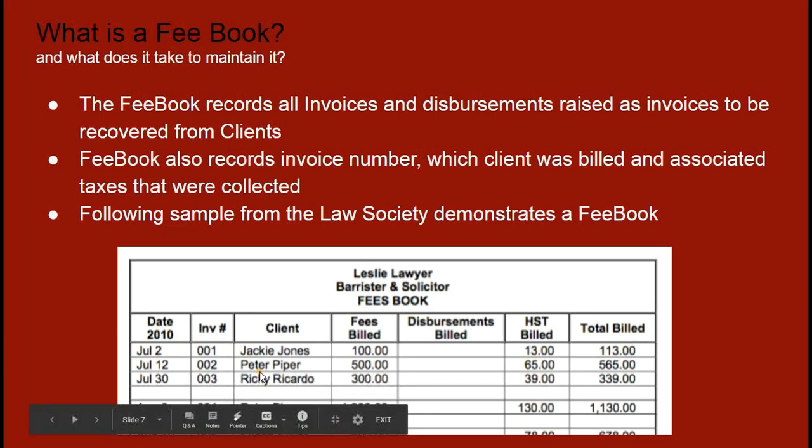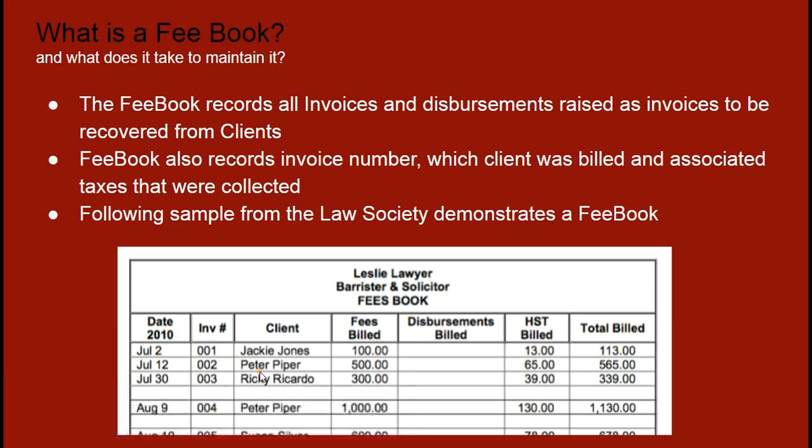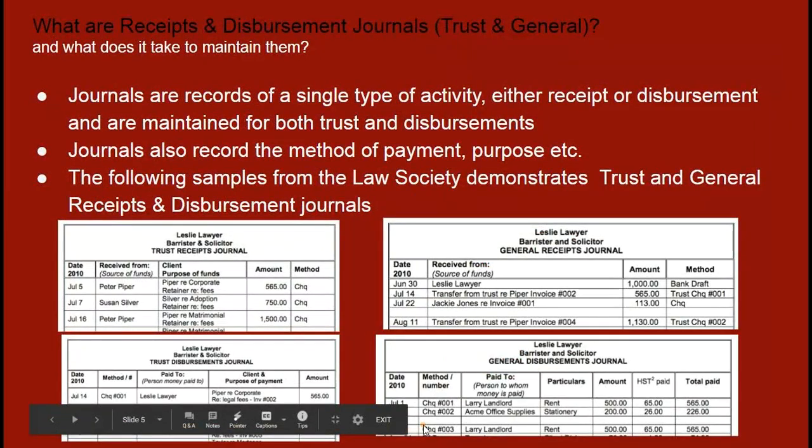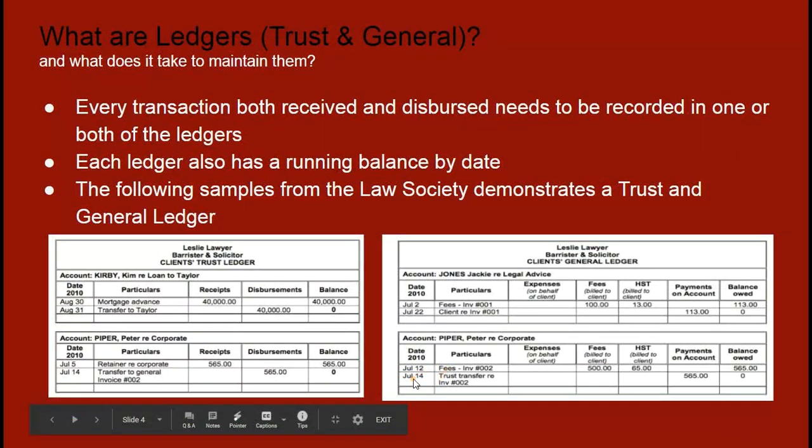Okay, so you can see once again, for Peter Piper, even though there was a retainer, it's important that you generate an invoice because that's the financial proof that work has been done by your legal firm for your client. Once you've generated a 565 on July 12th, on July 14th, you were able to do the trust transfer. So this particular invoice 002 is what's being expanded in the fee book.